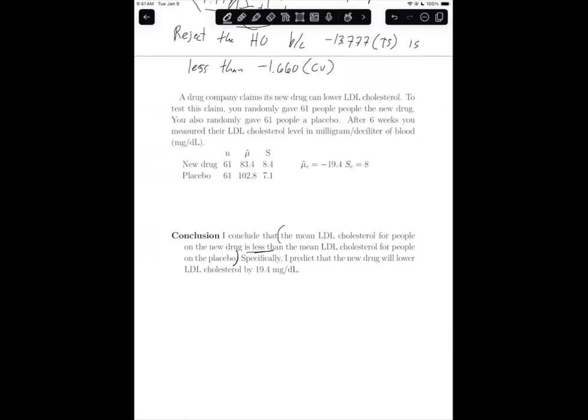What we're going to do is take 83.4 minus 102.8, so this is mu hat for the new drug minus mu hat on the placebo, and you get a negative 19.4. So we're not using this 19.4 by itself. We're taking the mean difference and interpreting that. And so we would say specifically, I predict the new drug will lower LDL cholesterol by 19.4 milligrams per deciliter. Because it's a negative value, it's lower, and then we're talking about how much. So in the conclusion, we're saying it's less, and then we're giving our prediction of how much less we would predict it to be, and that's the 19.4 milligrams per deciliter.